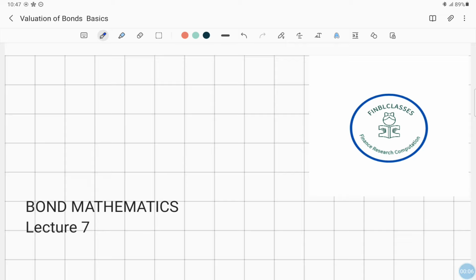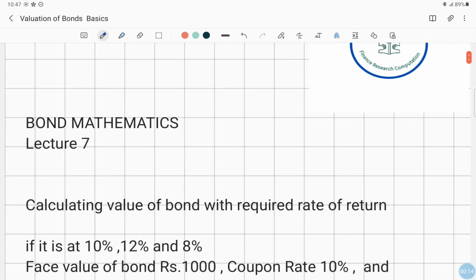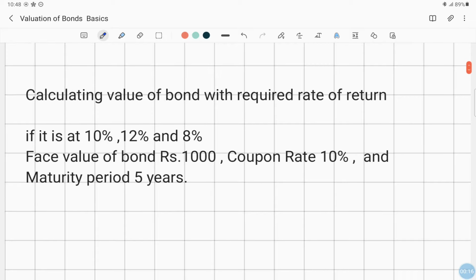In this session, we'll be looking at the valuation of the bond, and we'll be continuing with the basics of calculations of bond pricing. So we'll be calculating the value of the bond with a required rate of return of 10%, 12% and 8%. The face value of the bond is rupees 1000. The coupon rate is 10% and the maturity period of the bond is 5 years.